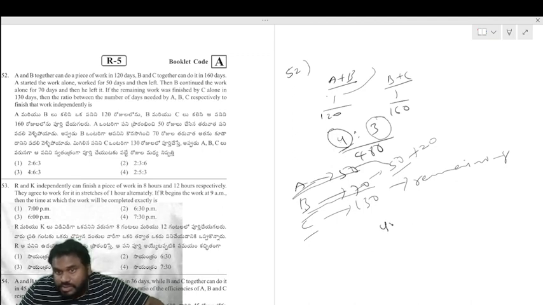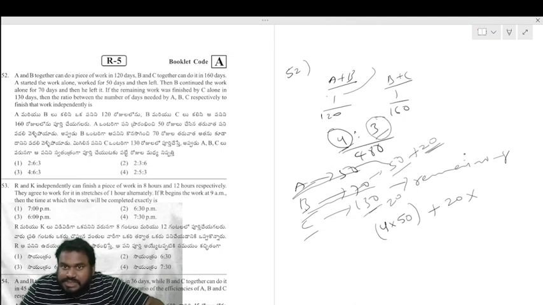So 4 into how many days they work? 50 days. Okay. Next, B and C, how many days did they work? Once 50 goes here, there are only 20 left. C worked for 130, and in this 130 I'll take 20. So for these 20 days, B and C worked together. B and C's capacity, I know, is 3.